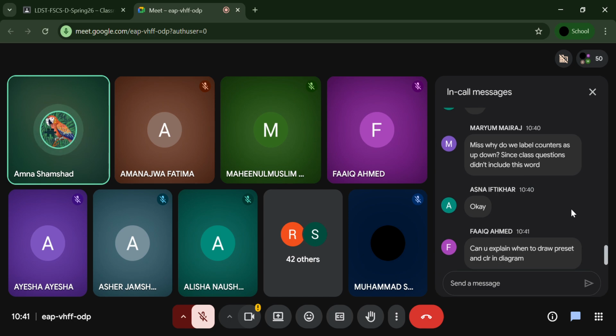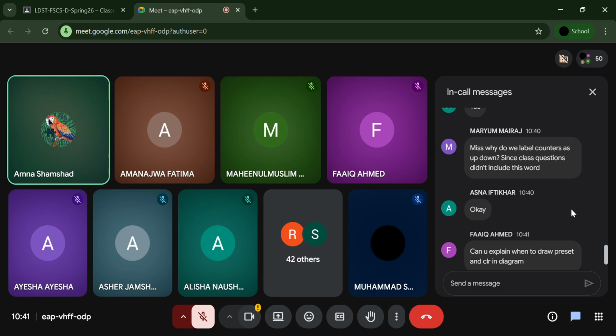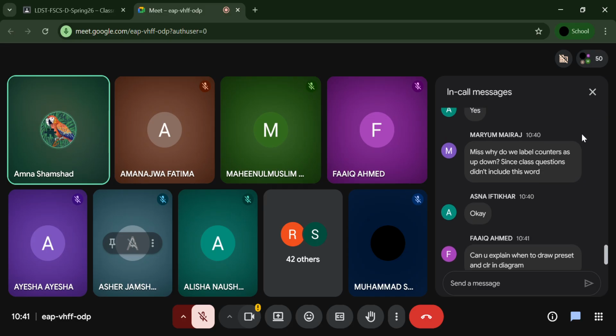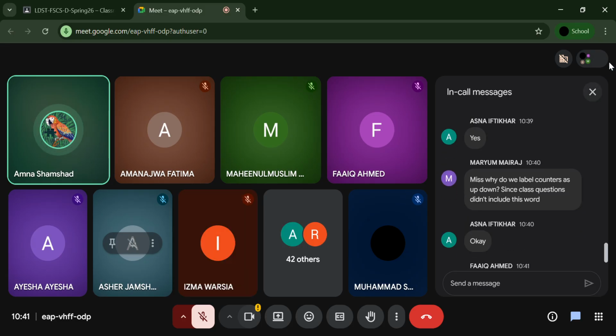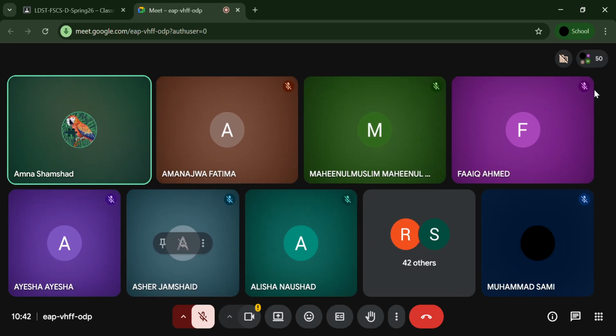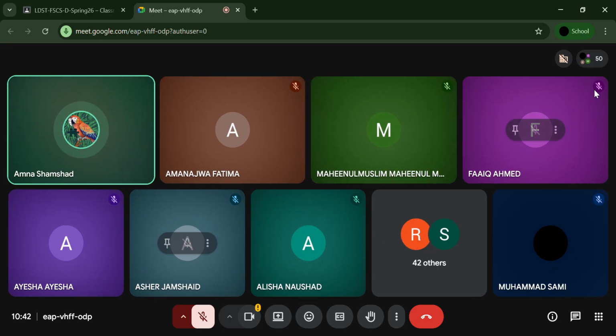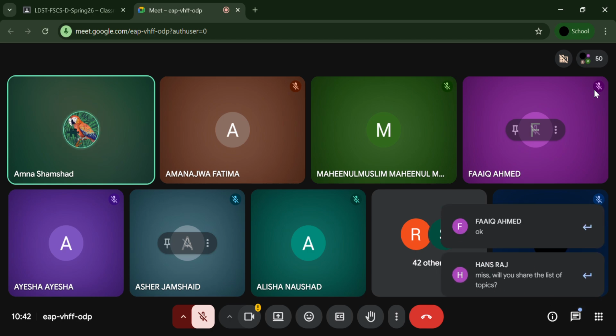Can you explain when to draw preset and clear in the diagram? You can draw preset and clear in every sequential diagram. Preset and clear are just the asynchronous inputs of the flip flop. We can draw them in any diagram, we can just show the pins and label the two inputs as preset and clear, but we are using them only in the mod counters. Is this clear to everyone? Yes, a counter can be an up and down.